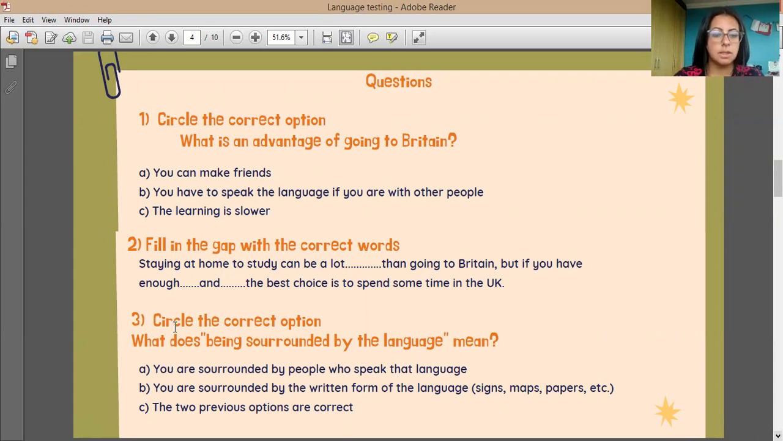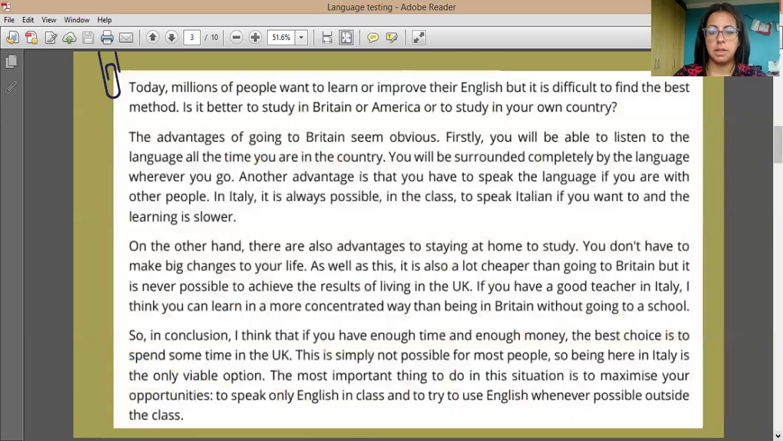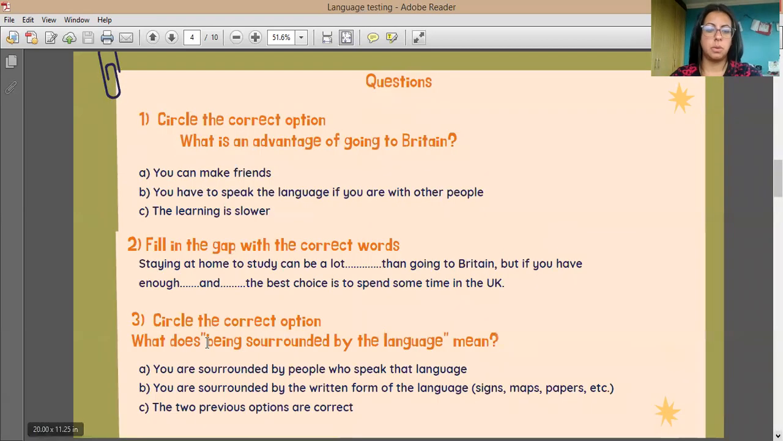And the third one is circle the correct option. What does being surrounded by the language mean? And I put this question because I have this objective, distinguish between literal and implied meanings. So the purpose of this question is to assess this skill. So here are the options, and the correct answer is the third one.